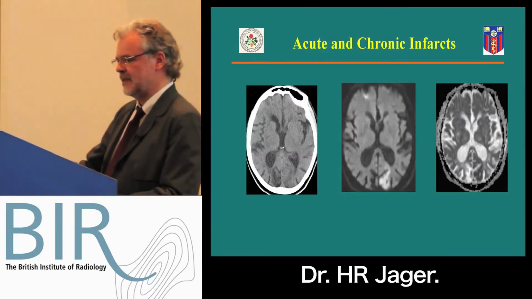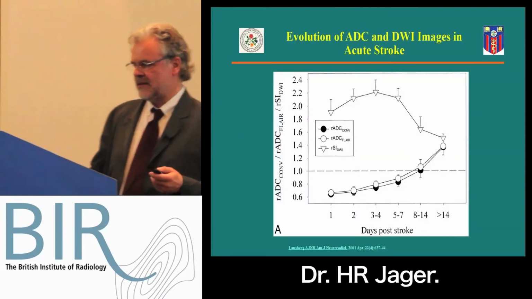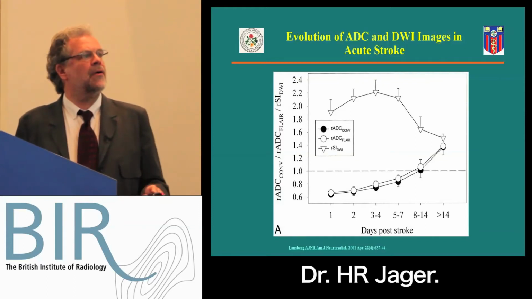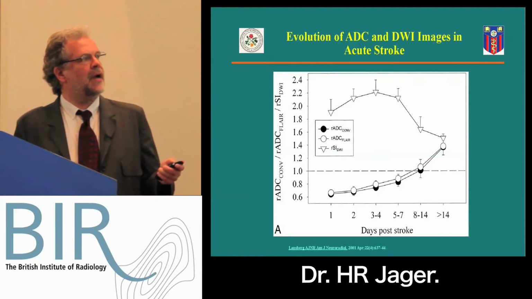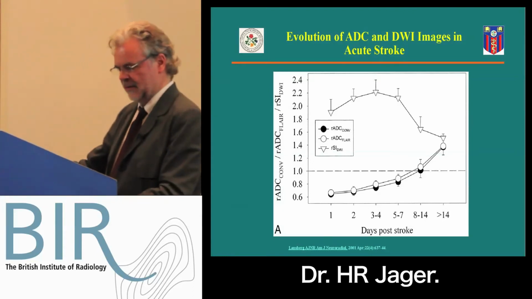Now, how long does it take for the diffusion weighted image to evolve? There's this landmark paper, which, I mean, all these papers are over a decade old now, but here we look at the signal intensity on the ADC maps and diffusion weighted imaging. Here are the ADC maps. Within about 8 to 14 days, they pseudo-normalize, whereas the diffusion weighted image may stay above the baseline, may stay bright because of the T2 shine-through effect.